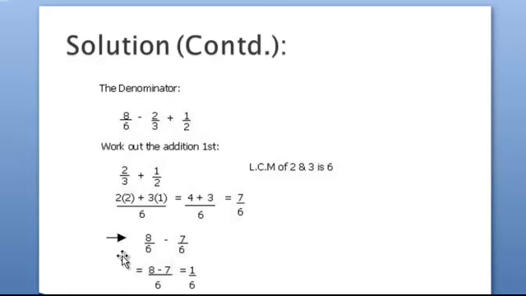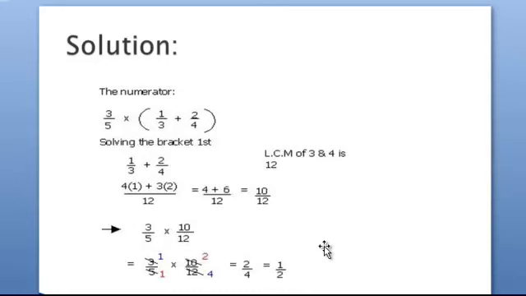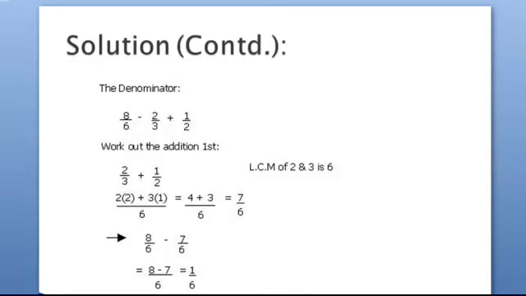So now that we know what the addition yields, then we can go to the subtraction part. So we can say, okay, 8 over 6 minus 7 over 6. And now, since the denominators are the same, we can just subtract the numerators. So what we do is to say, okay, 8 minus 7, I will put all that over 6. And that equals 1 over 6. So that is the total of the denominator. So now that we know the numerator value, which is a half, and we know the denominator value, which is 1/6, then we can divide them.